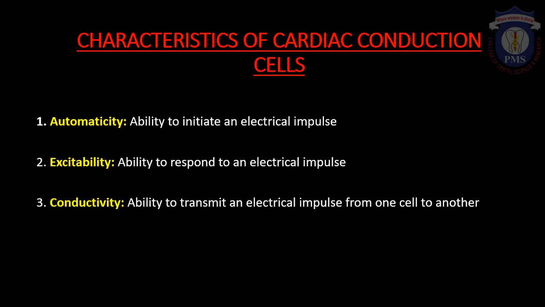So what is automaticity? It is the ability of cardiac cells to initiate an electrical impulse. The second property is excitability, which is the ability of cardiac cells to respond to an electrical impulse. And the last one is conductivity, which is the ability to transmit an electrical impulse from one cell to another. So altogether, automaticity, excitability, and conductivity help in the initiation or generation of the cardiac impulse. Also, they help in the propagation or transmission of the impulse that is generated in one area to all the remaining parts of the heart.